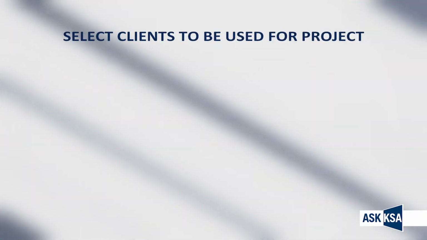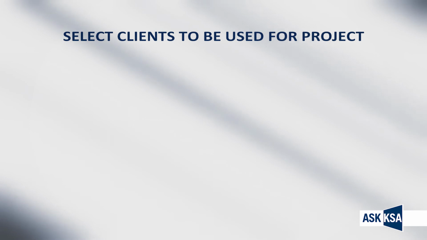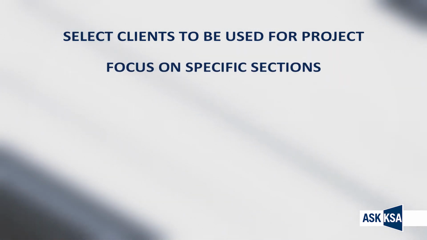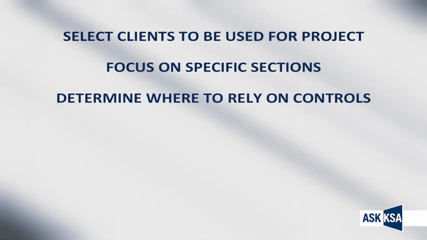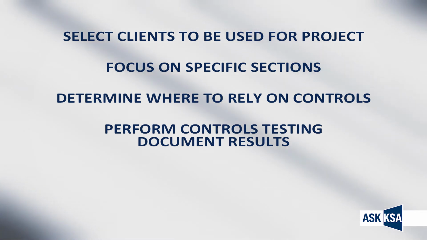This may be a significant change in your audit approach. Here are specific actions to take to adjust your mindset. Select a few clients to be used as a pilot project. 5 is often a good number. Hold a team brainstorming meeting about what controls are in place. Focus on specific sections. Determine where it makes sense to rely on controls. Develop a firm template for testing. Perform the controls testing and document the results.